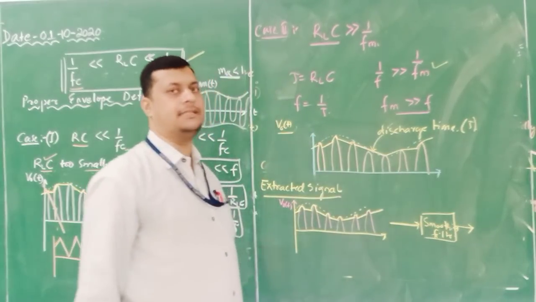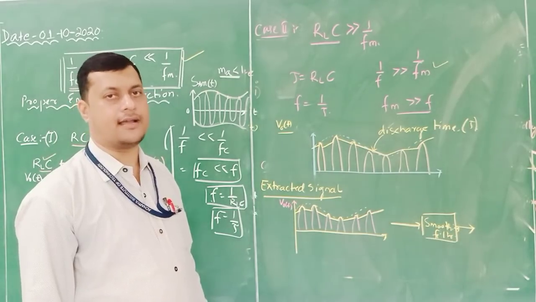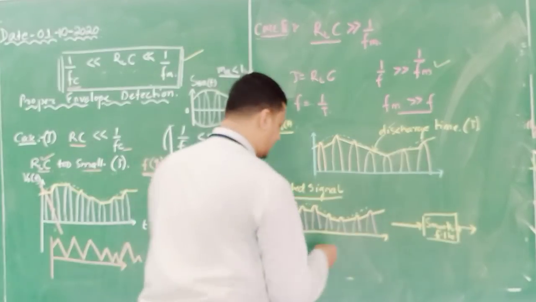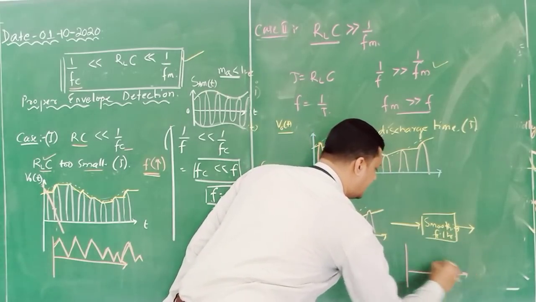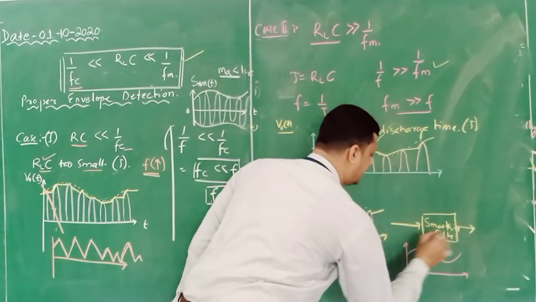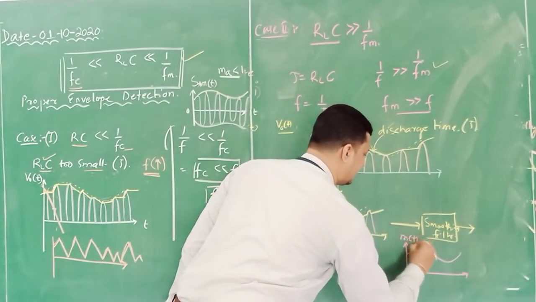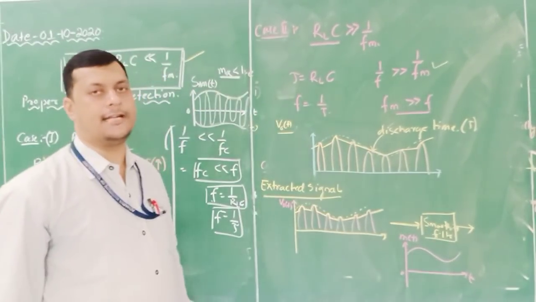That smoothing filter means that RC. It will act as a filter also, the parallel combination of RL and C. So the output of this will be in this particular form. So this is your modulating signal. Okay. So this is the modulating signal.